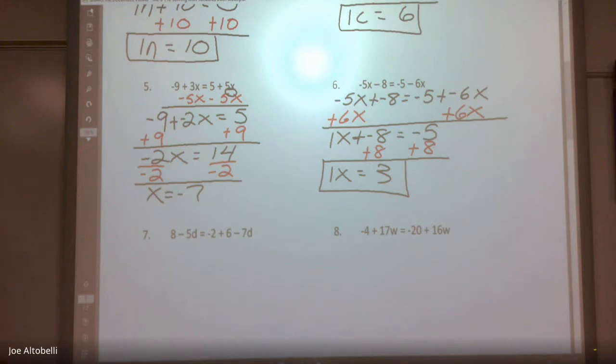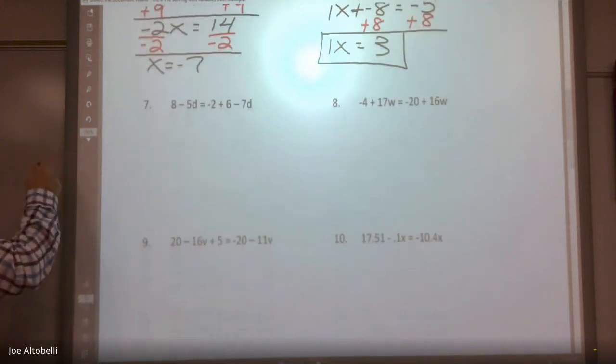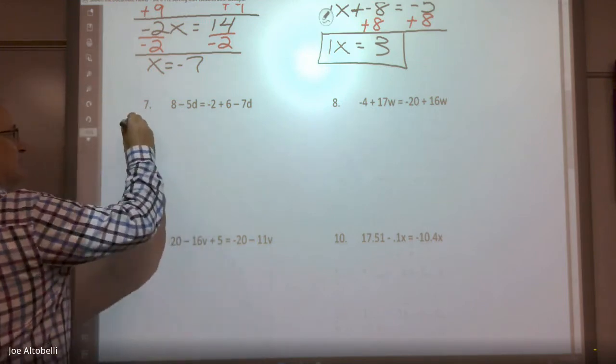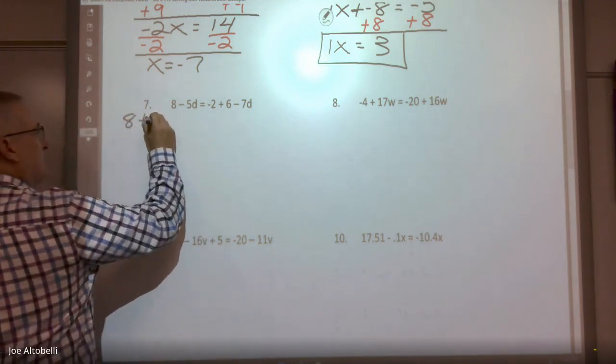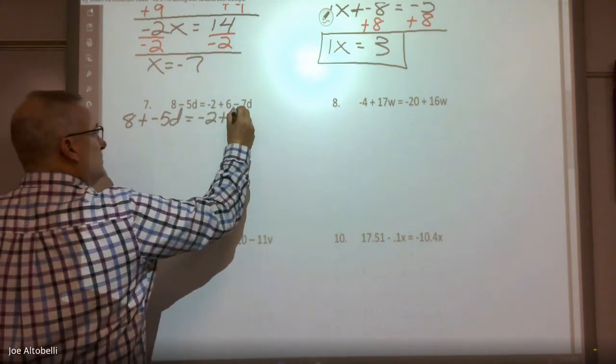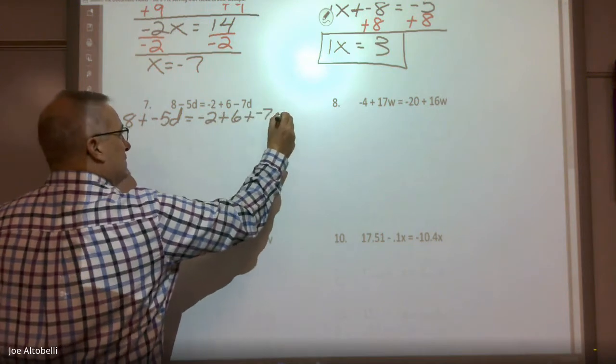All right, number 7. First step I'm going to do is rewrite subtracting to adding the opposite. So this is 8 plus a negative 5d equals a negative 2 plus 6 plus a negative 7d.